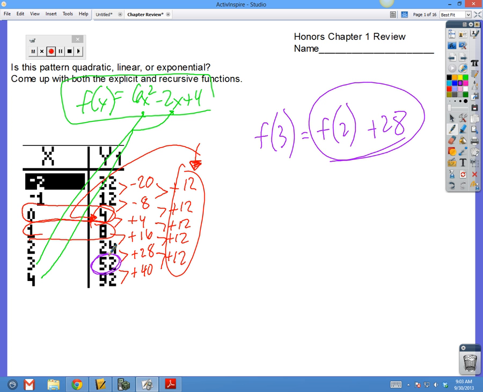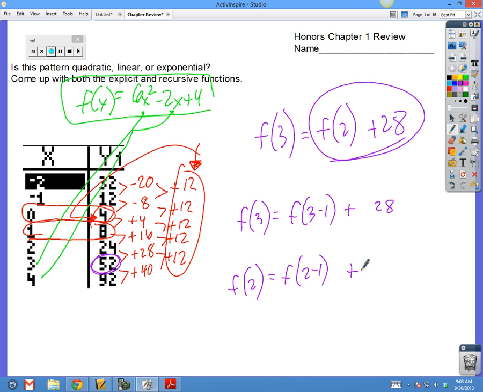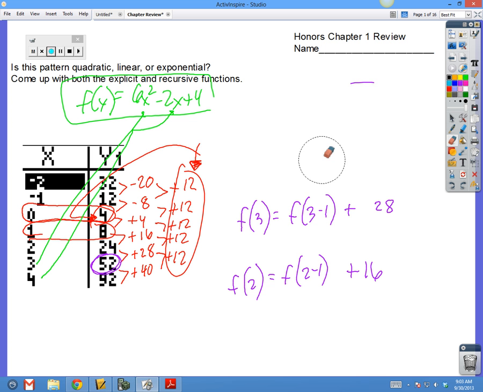24 plus 28. So to get the answer at 3, I look at the answer of the one before, 3 minus 1, and I add 28. To get the answer at 2, I look at the answer of 1, which is 8, and I'm going to add 16. Okay, now I've got to explain these numbers because they're changing every time. I add 28, I add 16.